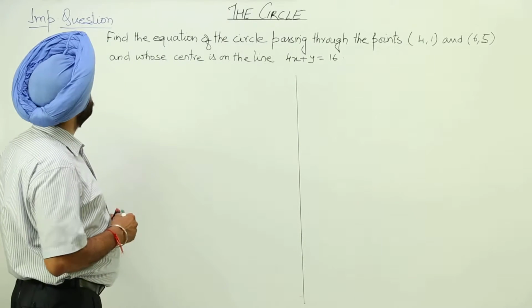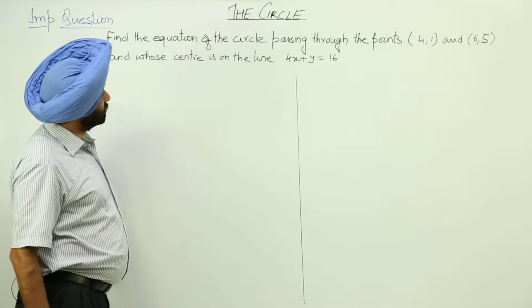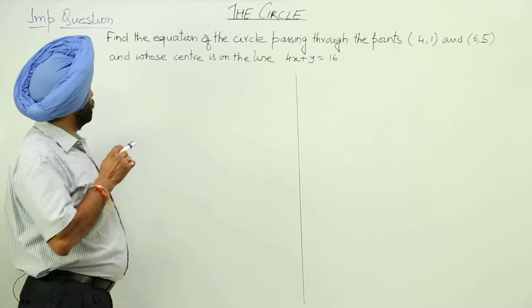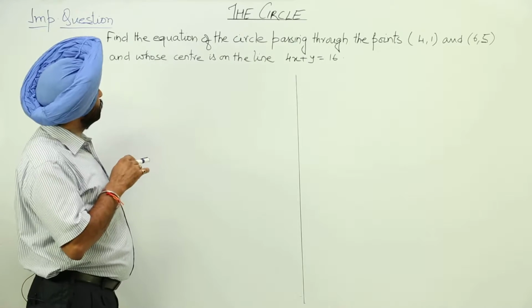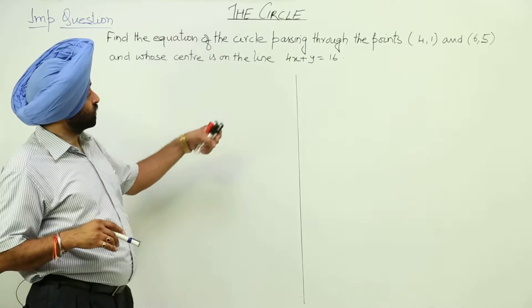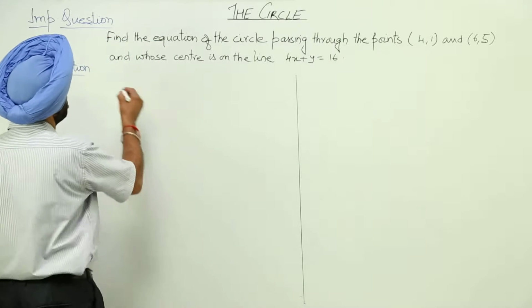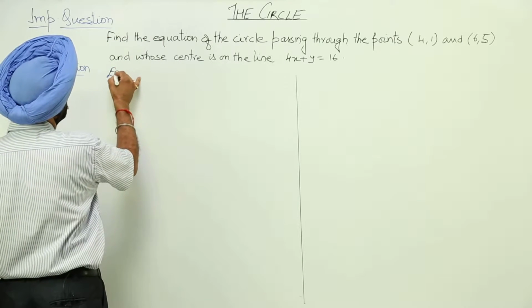An important question. We have to find the equation of a circle which is passing through the points (4, 1) and (6, 5), and the center of the circle lies on the line 4x + y = 16. Now, equation of a circle.